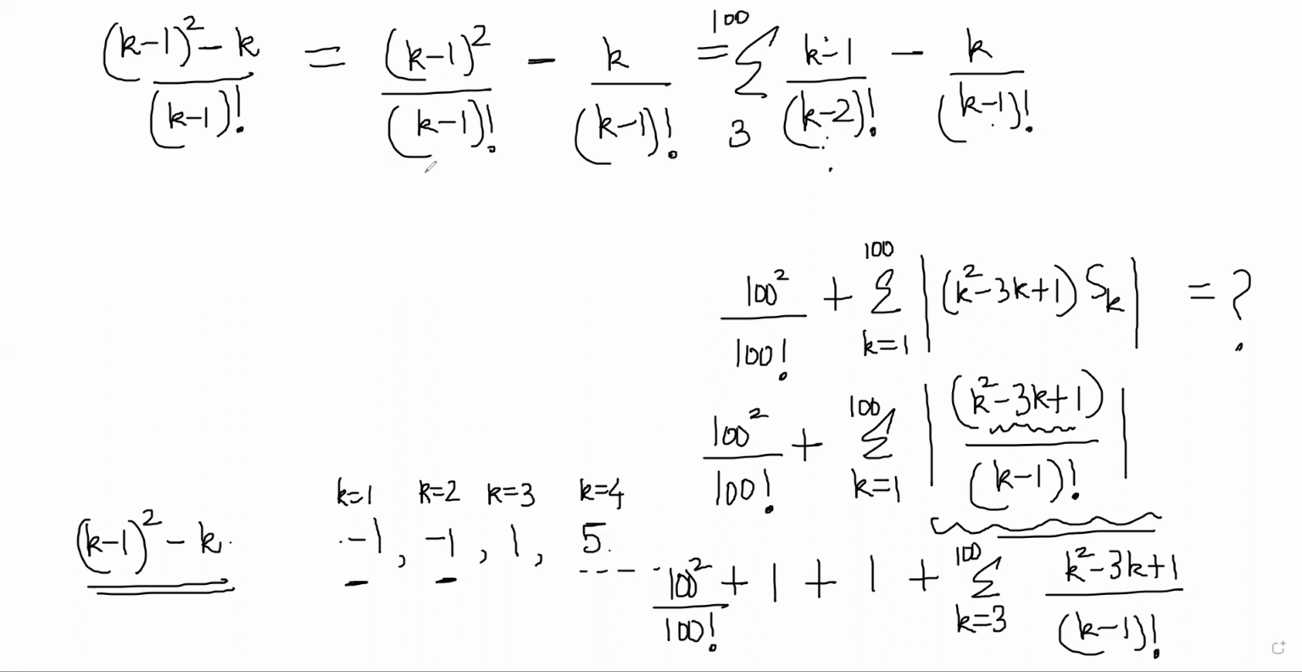How is that not clear? K minus 1 factorial is k minus 1 into k minus 2 factorial. Yes, sir. So what will happen if I cancel this? Fine. That is an obvious thing. And we are getting these two terms.